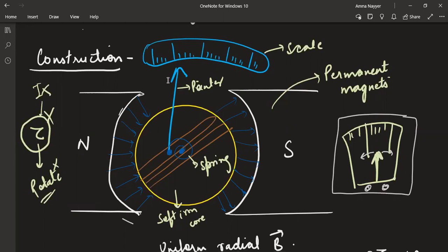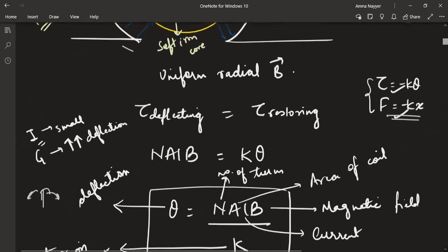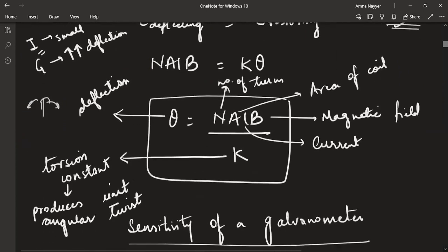The scale has markings, readings, but there is no need to go into details of reading, because in a galvanometer, the main purpose is to detect current. Once detection of current is done, the purpose is solved. So here the deflection formula is theta equals NAIB by K. That is number of turns into area of the coil into the current into magnetic field divided by the torsion constant. And this theta is the deflection.